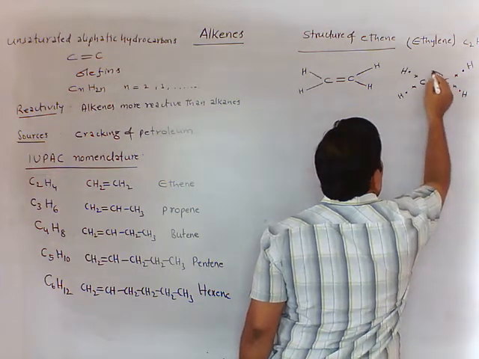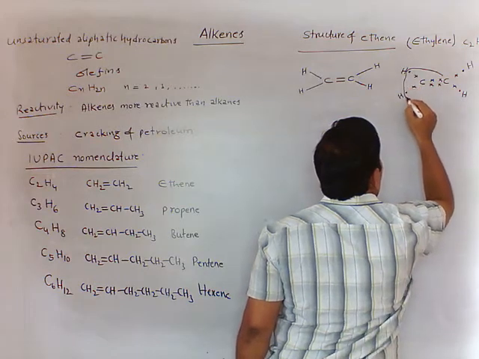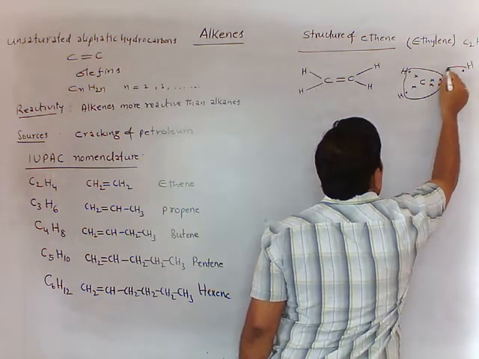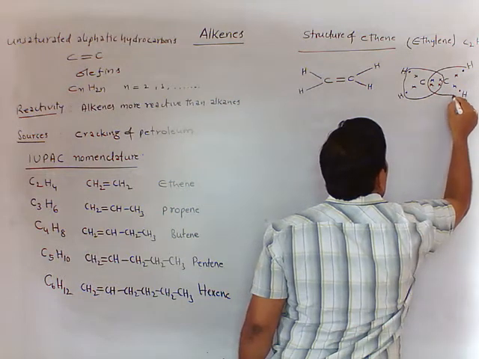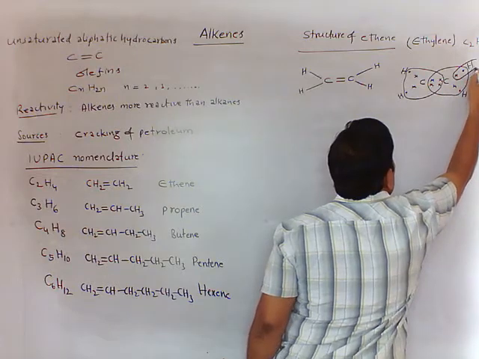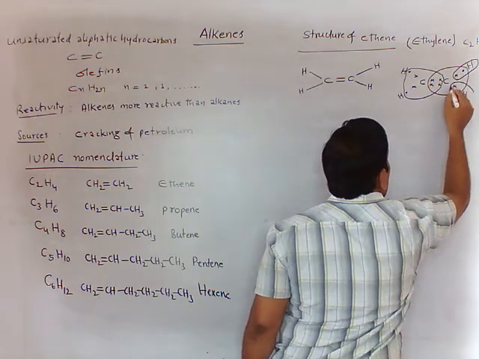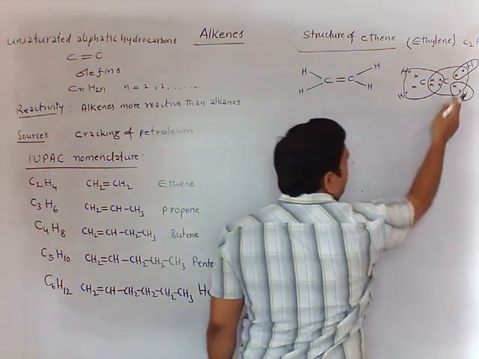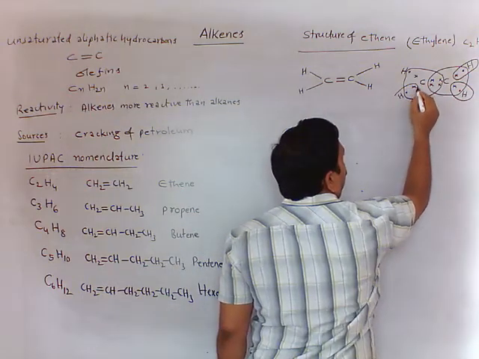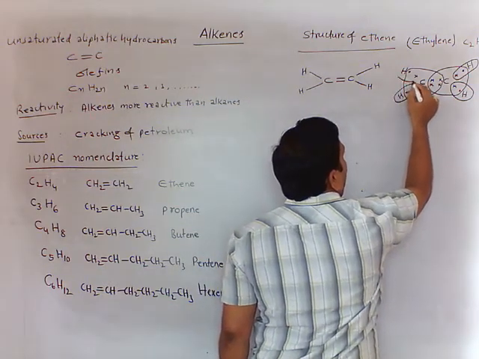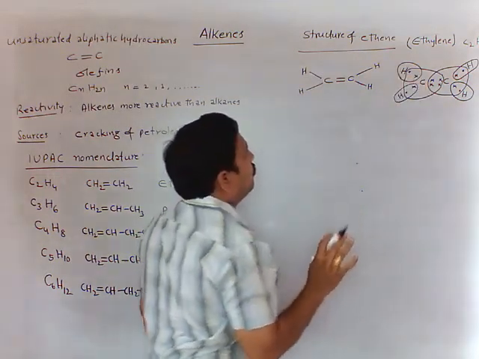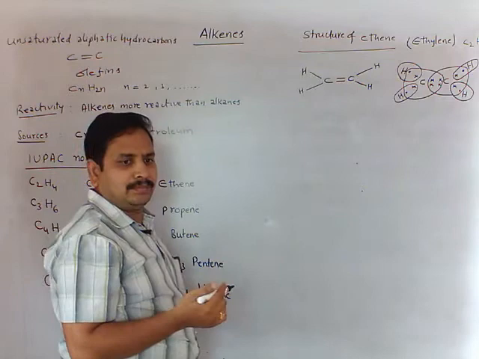Now carbon acquires octet configuration. This carbon also acquires octet configuration. Hydrogen acquires duplet configuration. That means hydrogen contains 2 valence electrons in its outermost shell now. This is duplet configuration. This is the structure of ethene.